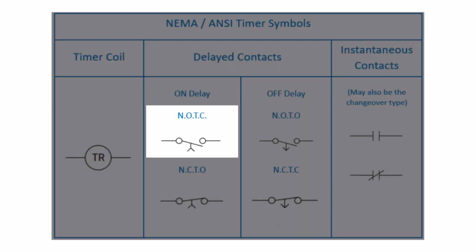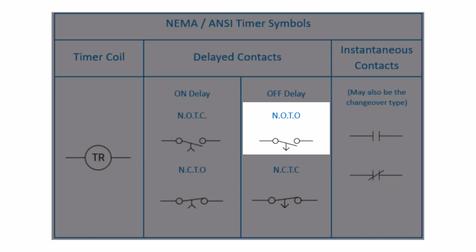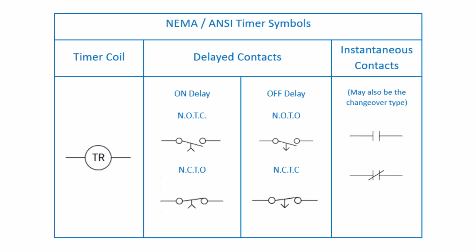On delay, normally open is normally open, timed closed. Normally closed is normally closed, timed open. Off delay, normally open is normally open, timed open. Normally closed is normally closed, timed closed. Spend some time and study the table of symbols. Remember, the arrows show contact action after the time function has elapsed.